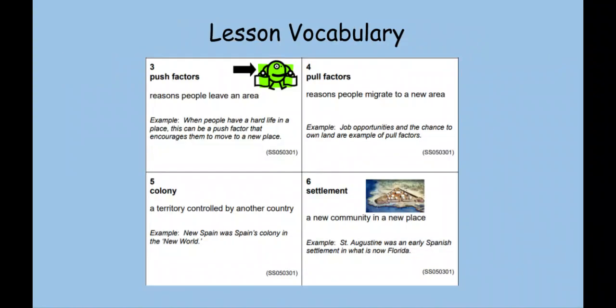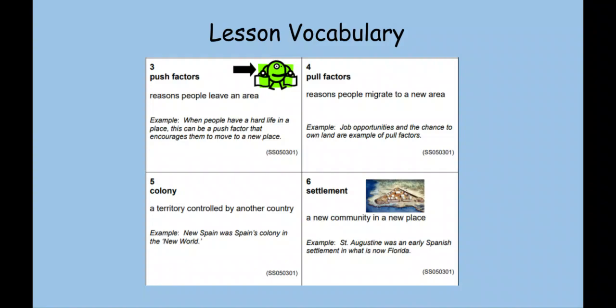There are 4 vocabulary terms that will be helpful for this lesson. Push factors are the reasons people leave an area. When people have a hard life in a place, this can be a push factor that encourages them to move to a new place. Pull factors, on the other hand, are the reasons people migrate to a new area. These are factors that attract people to come there, kind of like a magnet attracts or pulls objects to it. Job opportunities and the chance to own land are examples of pull factors.